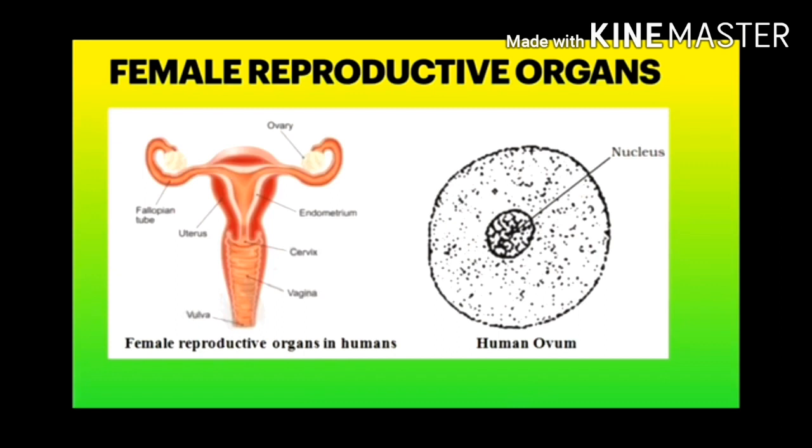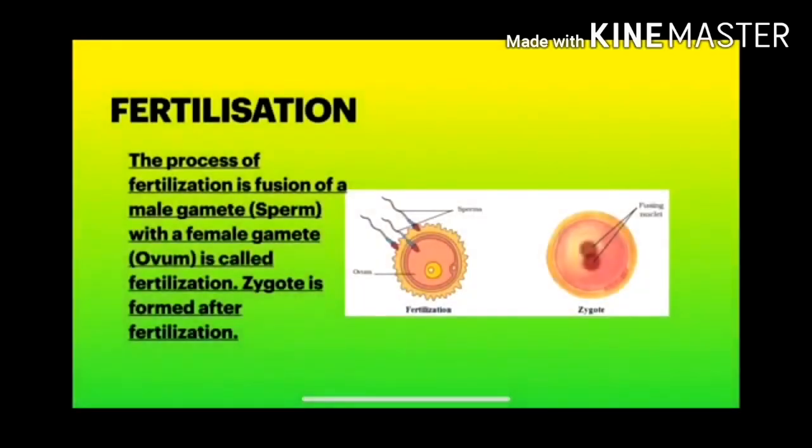Uterus or womb. The two fallopian tubes connect to a bag-like organ called uterus or womb. The growth and development of a fertilized egg, that is zygote, into a baby takes place in the uterus. Then there is the vagina, a wide muscular tube into which the uterus opens.